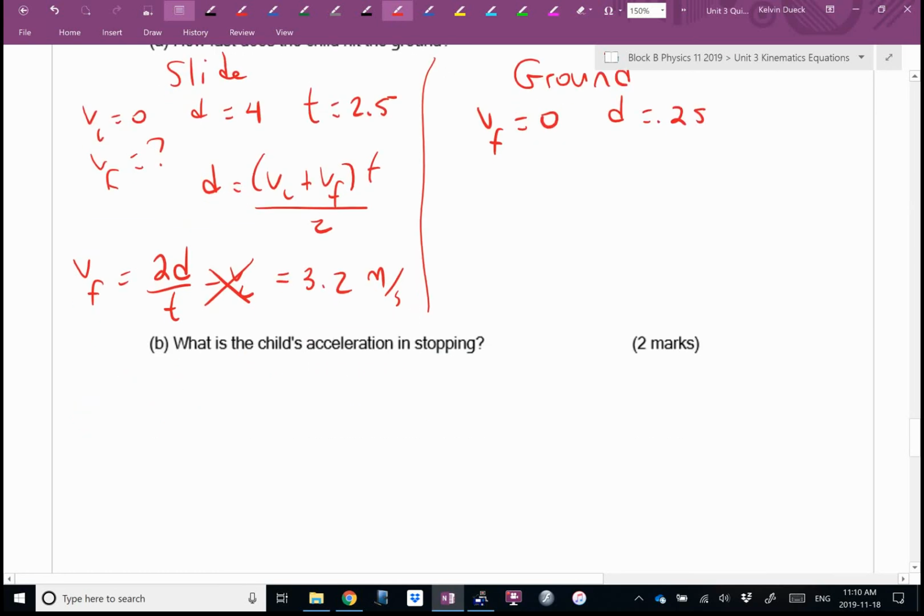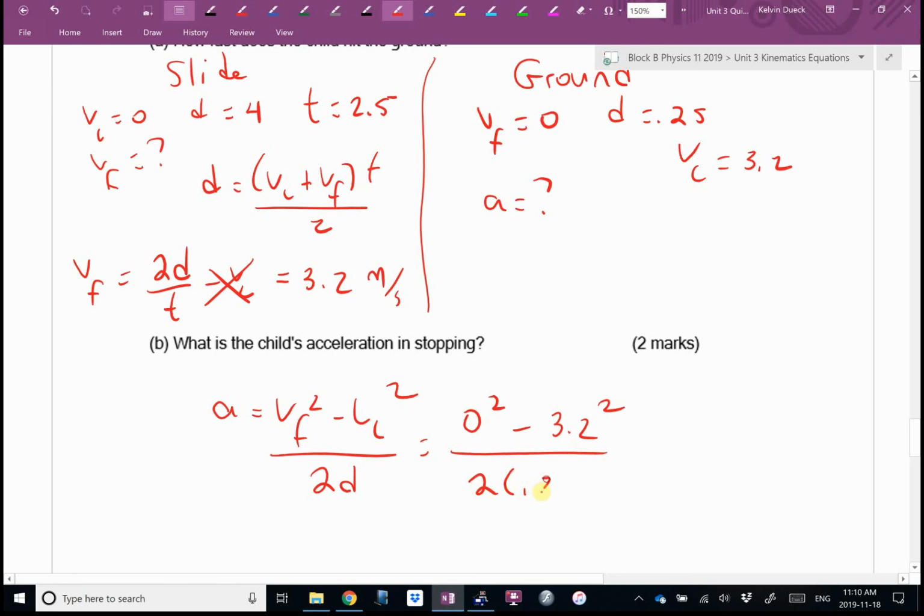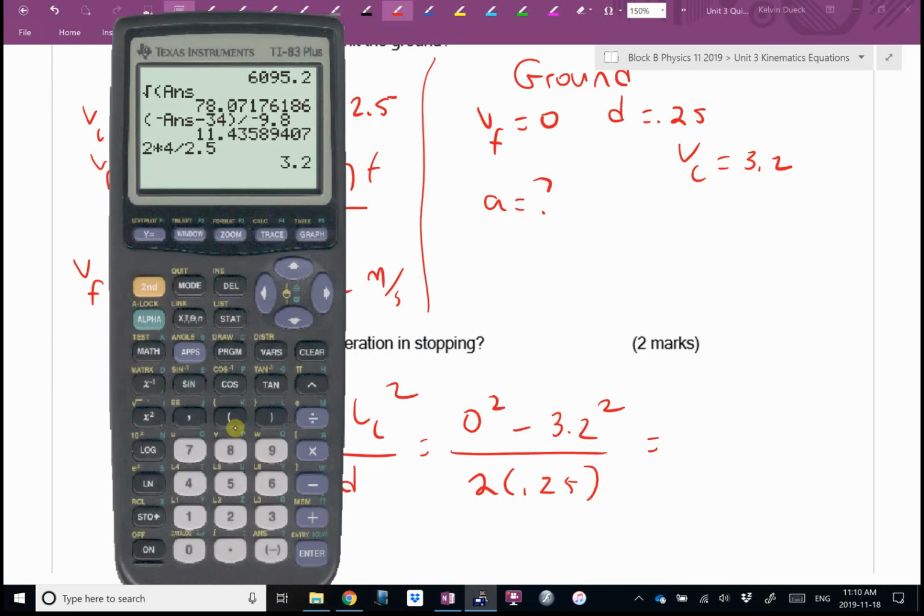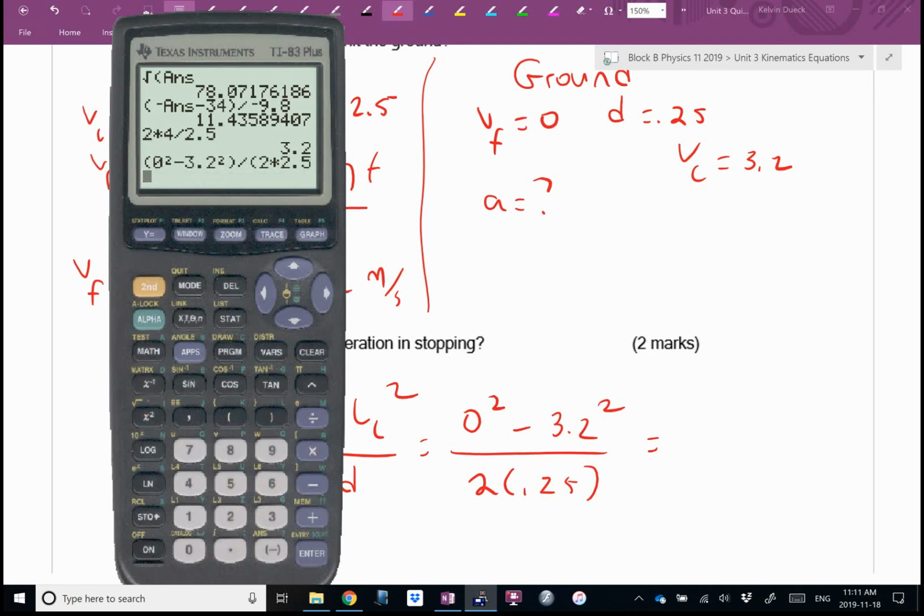Now, part B, they want me to find A. I only know 2 things. Or do I? Who remembers the clever move that we did here? Yeah. VI is going to be my VF. It's going to be 3.2. Now, if you got this number wrong, but you moved it over here and you did this next step correctly, I'll give you 2 out of 2 for part B. I'm going to end up then using A equals VF squared minus VI squared all over 2D. It's going to be 0 squared minus 3.2 squared all over 2 times 0.25. Close bracket.